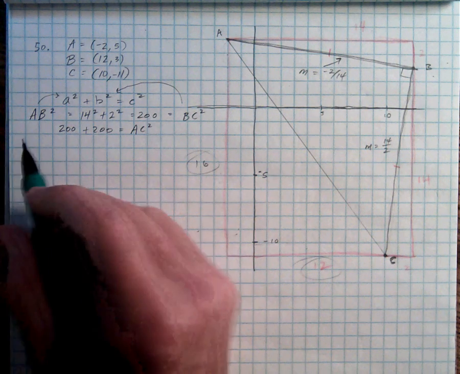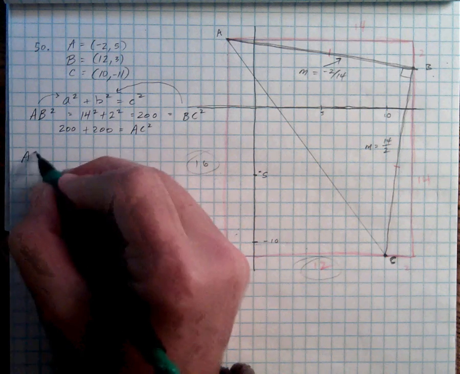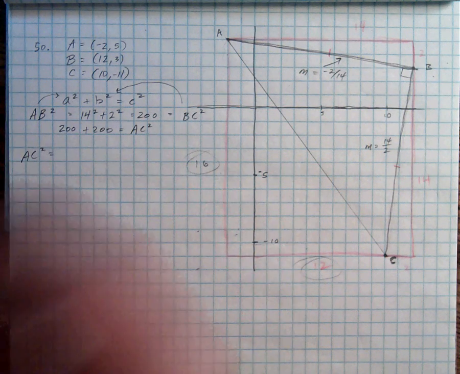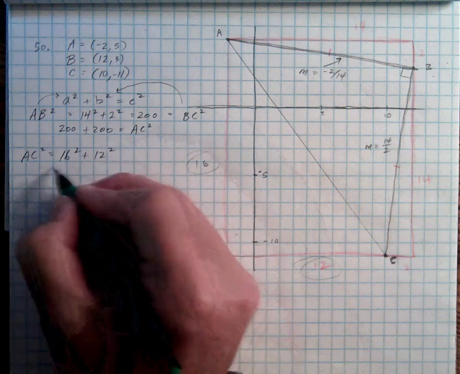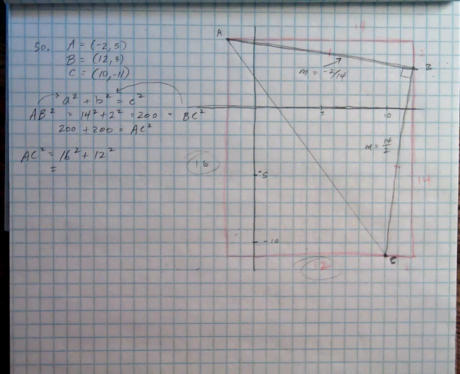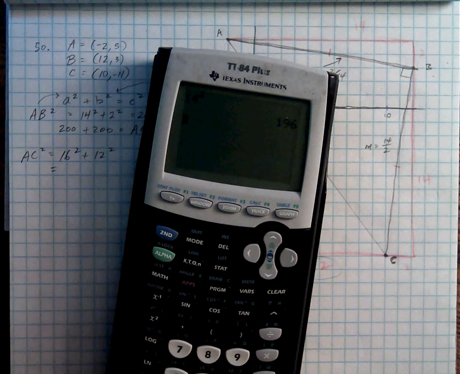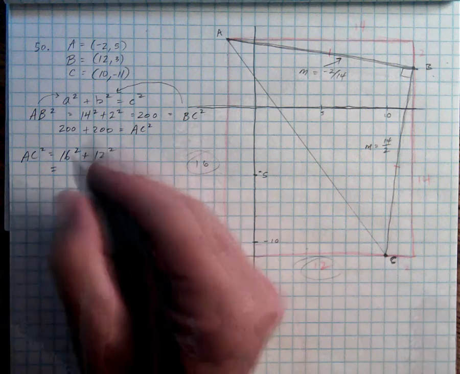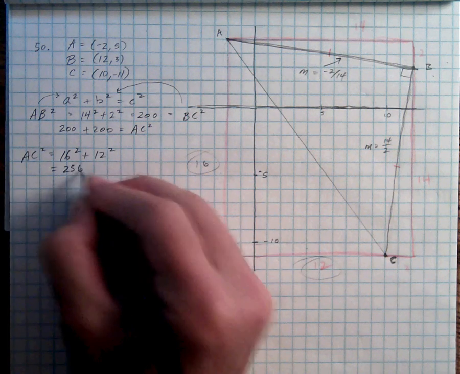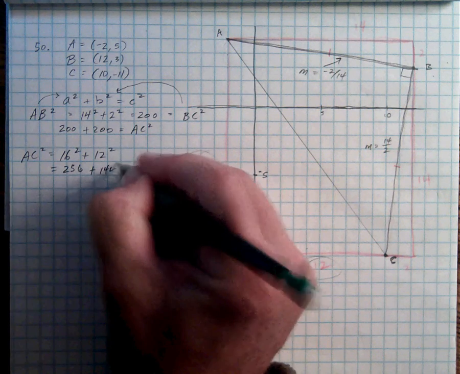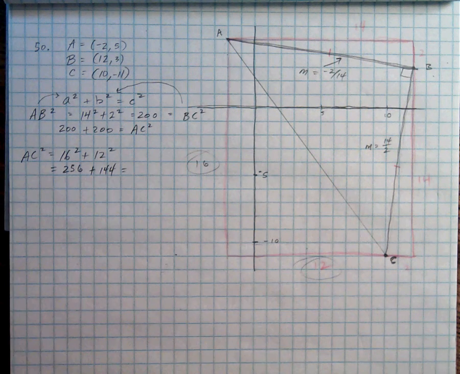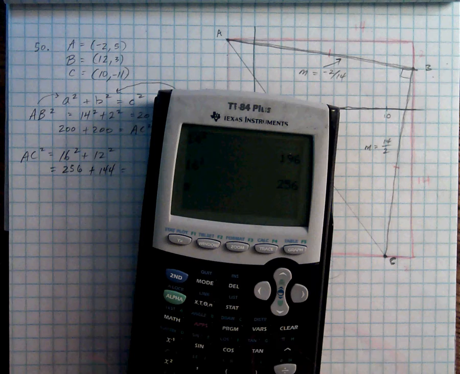So let's see, AC squared is 16 squared plus 12 squared. What is 16 squared? 256. Yeah, 256 plus 144 should be 400. And it is.